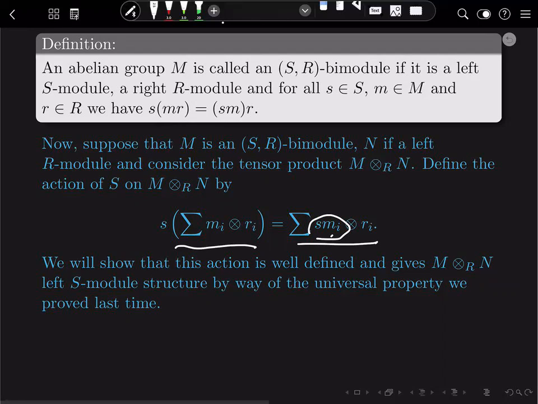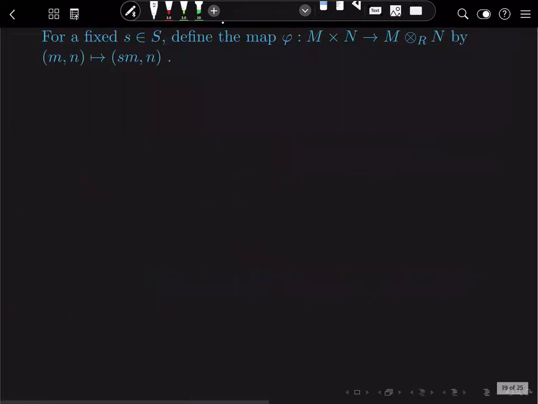And we want to show that the action is well defined and gives M tensored over R with N a left S-module structure by way of the universal property that we proved last time. So we're going to use the universal property of R-balanced maps. And how are we going to do this? Well, we're going to define an R-balanced map.